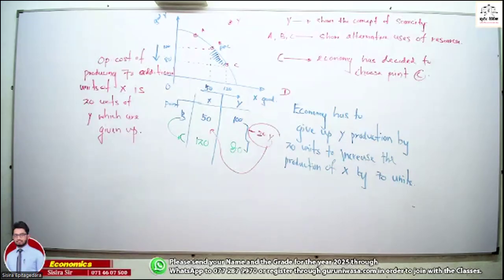These three concepts are interconnected: scarcity, choice, and opportunity cost. Okay.